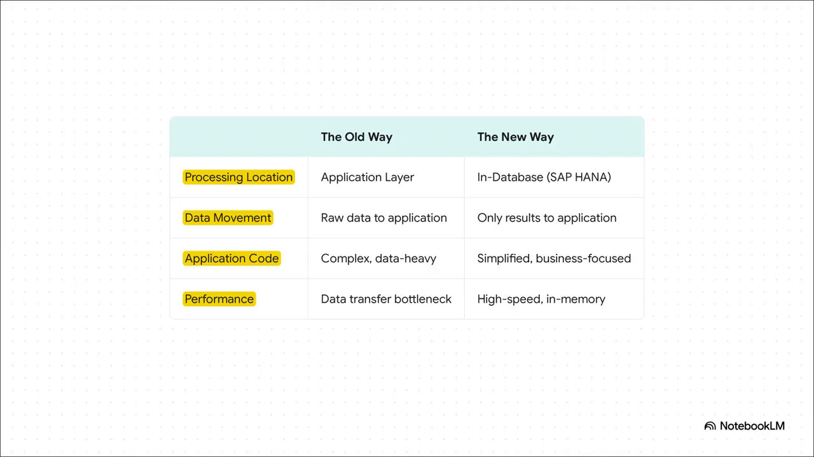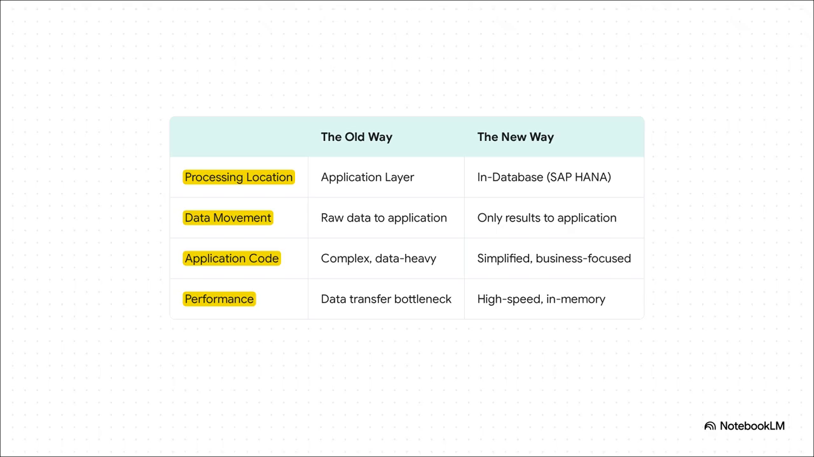Okay, this slide really shows what we mean by the push-down process. In the old world, applications had to pull enormous amounts of raw data out of the database. All the heavy lifting, all the calculations happened in the application layer. And that, as you can imagine, created a massive data transfer bottleneck.